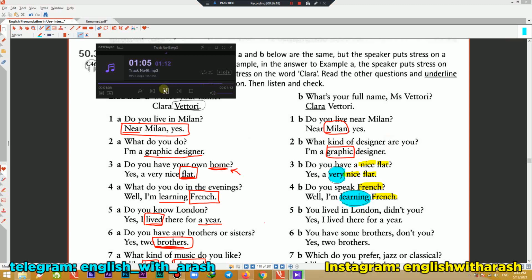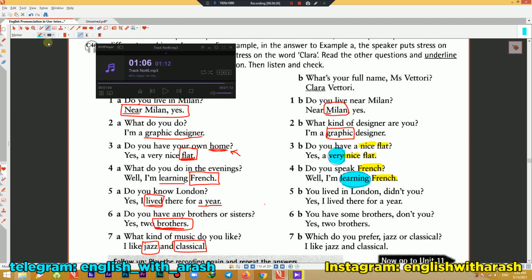You lived in London, didn't you? Yes, I lived there for a year. Again, if you want to find new information, London is actually there, lived is lived. So teacher, what's the new information? Well, the new information is for a year.